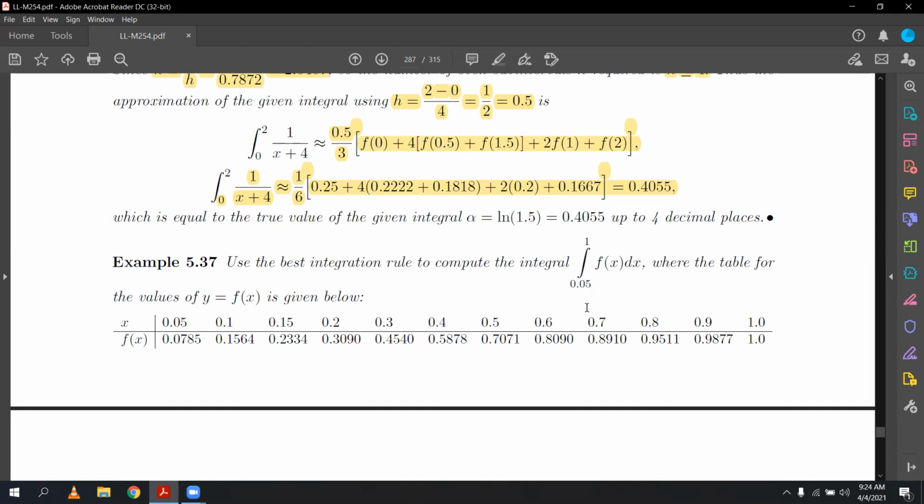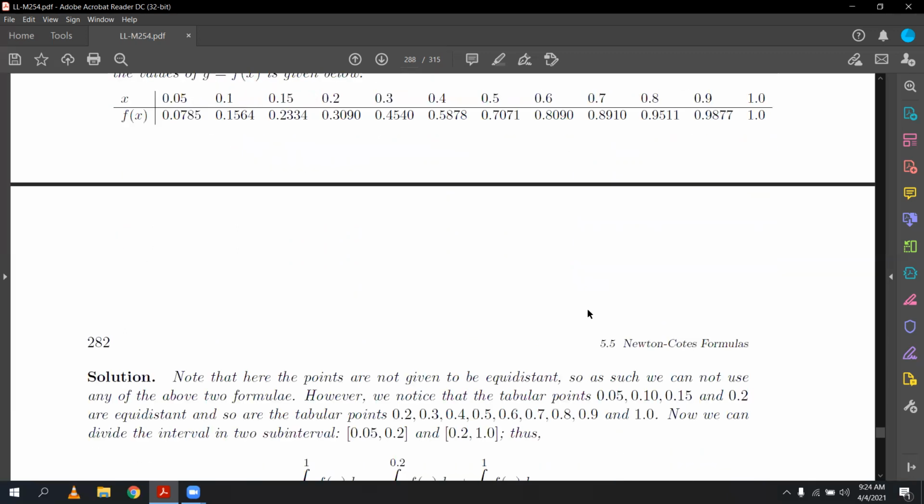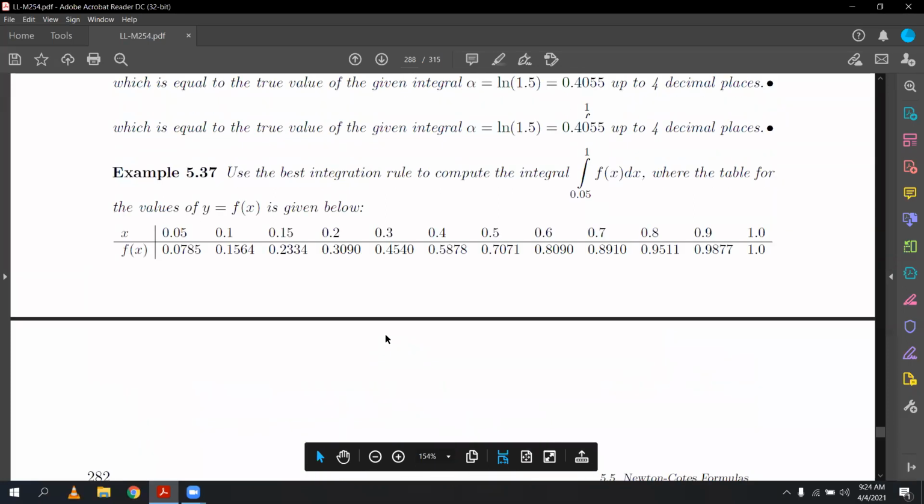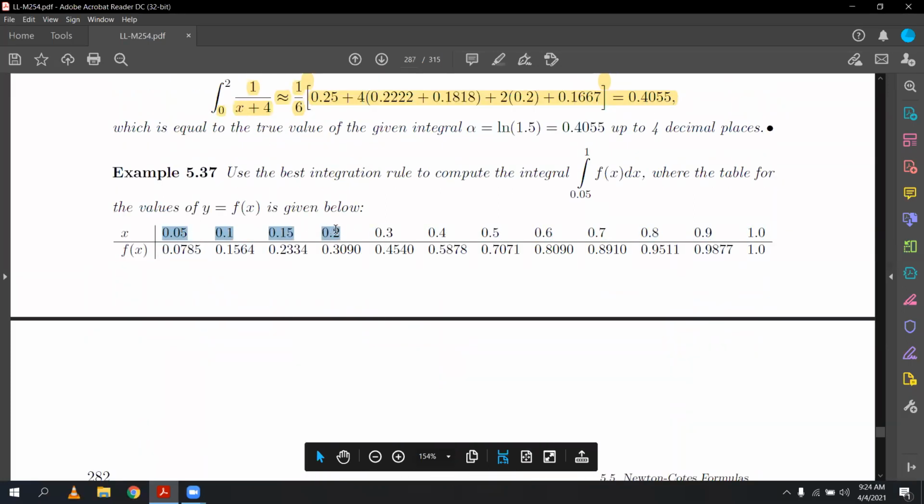We have to decompose it into 2 parts. And the 2 parts are what? 0.051 should be equal to 0.052 plus 0.221 here. So this is equally spaced, and the difference is 0.5, right? And this is from 0.5 to... How many points do we have? 1, 2, 3, 4. 4 points means n is equal to 3. And n equal to 3, we cannot use the Simpson rule. We can only use the trapezoidal rule.